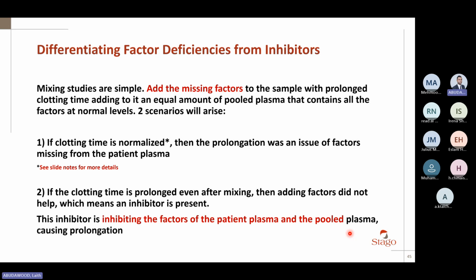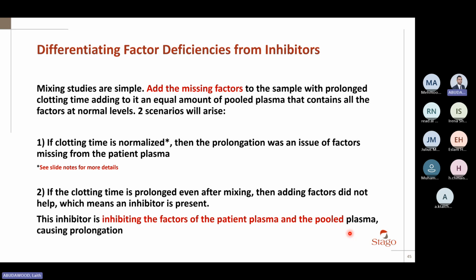Okay. So what's special about the mixing study? How does it tell me this? Mixing studies are simple. You mix one volume of your sample with the same amount of pooled normal plasma. Pooled normal plasma, when you mix it with your sample, basically supplies you with all the factors that you need to get a normal clotting time. Okay, so whenever I mix my sample with pooled normal plasma, I am supposed to get a normal clotting time.